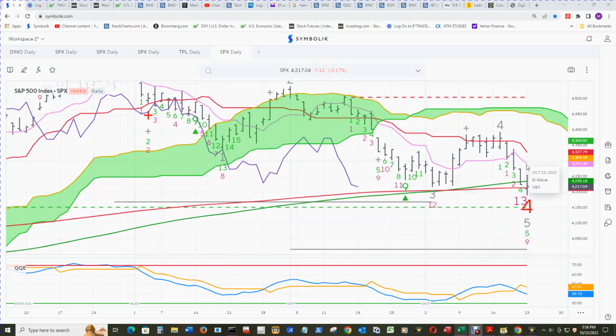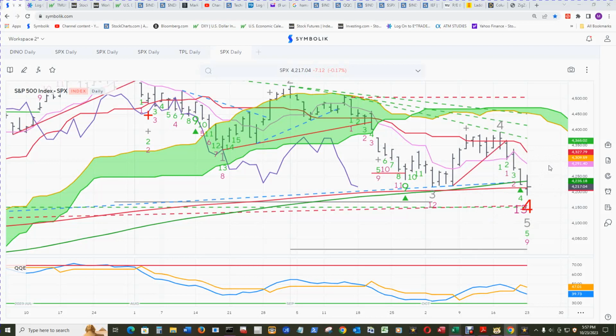But if it does have a chance of getting to the conversion line, blasting through that, and maybe even blasting through the baseline, depending how good the earnings are for the big fat cap megatechs.